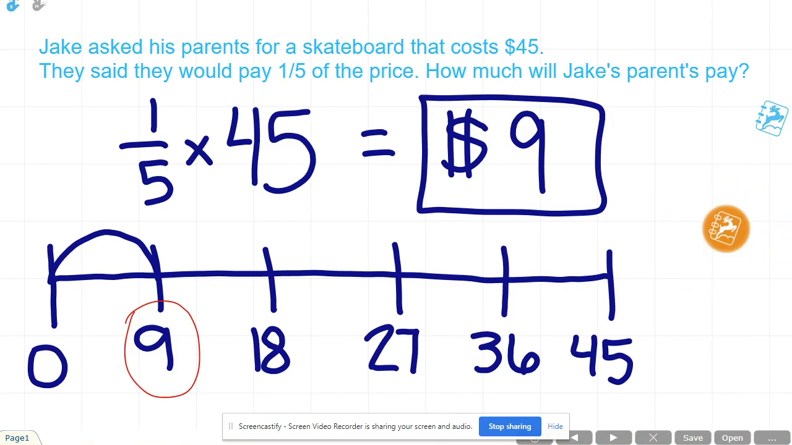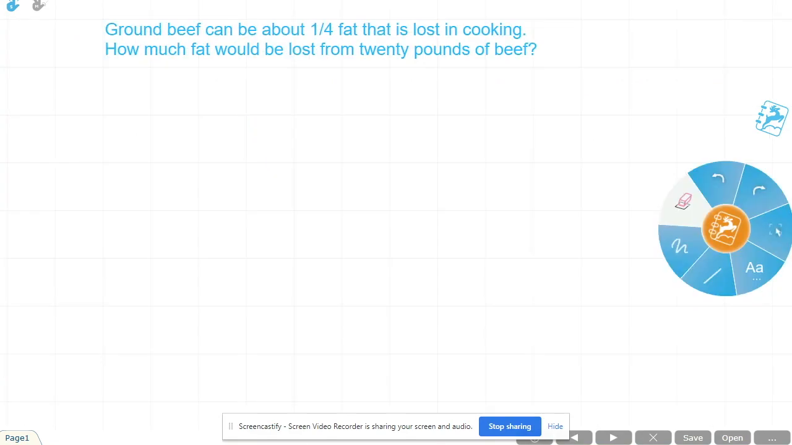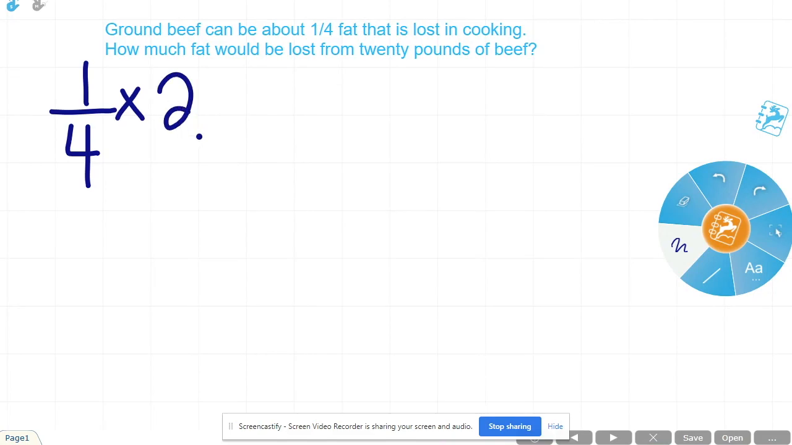And you're finished. All right, guys, we are going to be doing number 3 from the multiplying fractions problem solving page. It says ground beef can be about 1/4 fat that is lost in cooking. How much fat would be lost from 20 pounds of beef? So what we're going to do first is write our equation. We have 1/4 times 20.